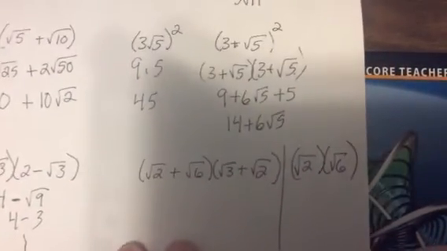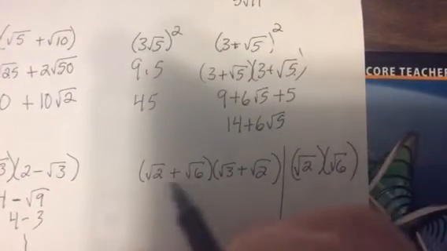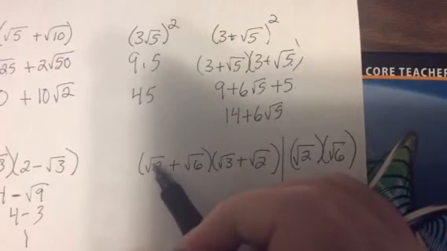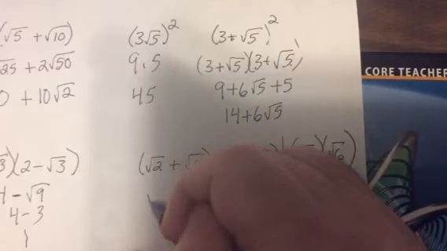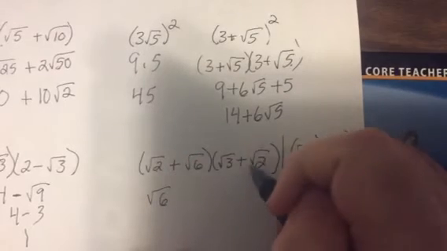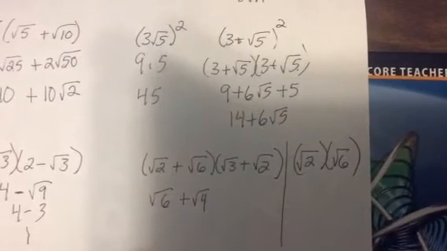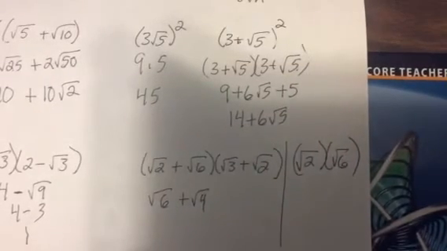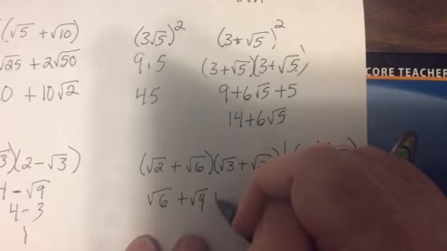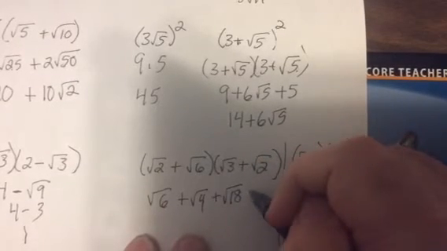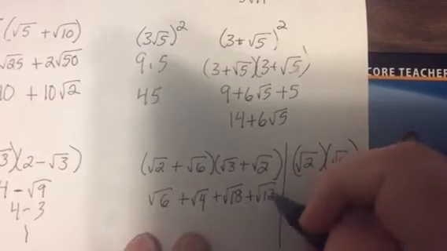Last 2 problems. Again, if you want to freeze, do this, and then listen, that's fine. But square root of 2, square root of 3 is square root of 6. Square root of 2, square root of 2 is square root of 4. Square root of 6, square root of 3 is square root of 18. And square root of 6, square root of 2 is square root of 12.